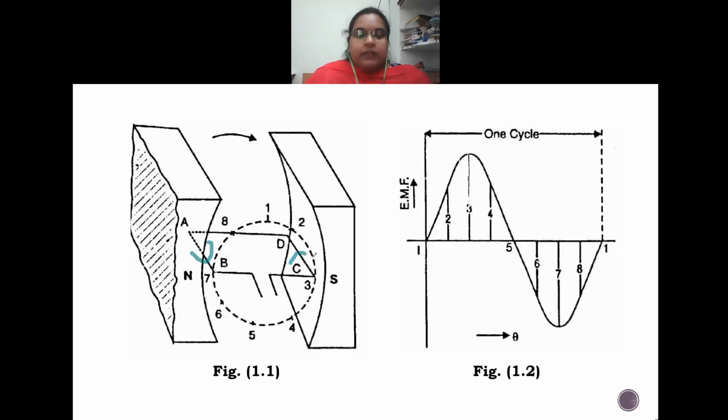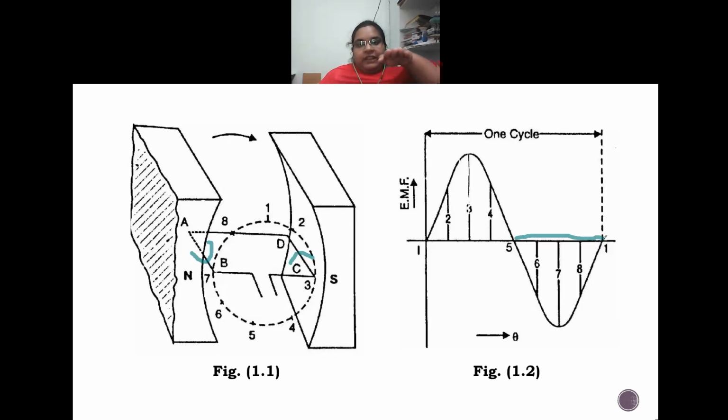AB to CD. Okay. So because of this change, here also you can see that the EMF direction will also be changed. Similarly, now again the amount of flux that is being cut in position 6 is a little less. So there will be a lesser amount of EMF being produced.